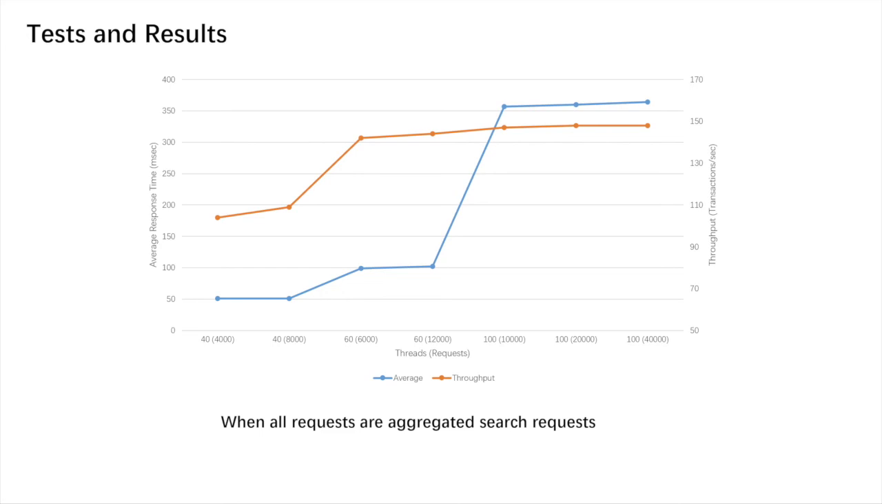When the node is upgraded to 100 threads to access 10,000, 20,000, and 40,000 times, the average response times are 345 milliseconds, 360 milliseconds, and 364 milliseconds.